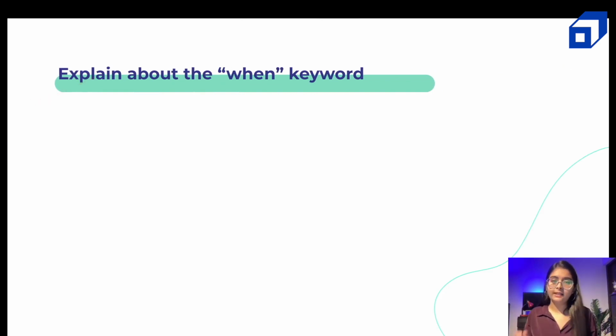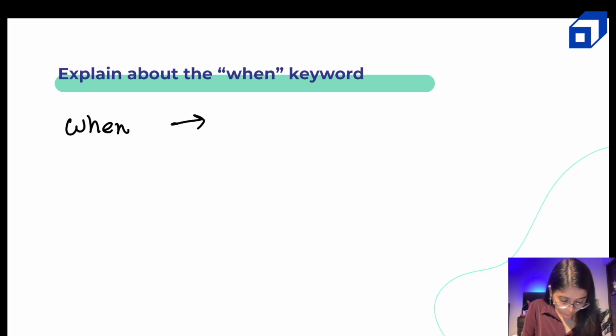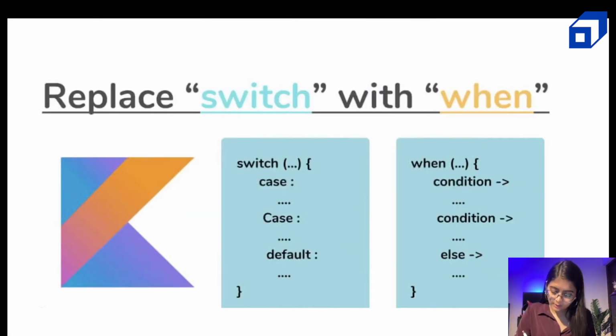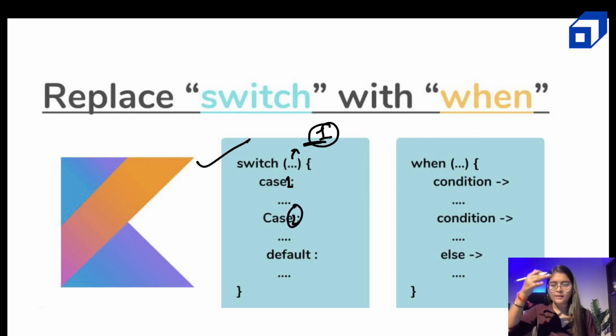All right, let's move ahead. Explain about the when keyword. The when keyword in Kotlin is used to substitute the switch operator in Java. In Java we used to have switch, and this was the syntax. So switch and one kind of condition here, and then let's say the value is 1, 2 or 3, anything like that. We'll have cases like case 1, case 2, and a default case. If the value here matches with either of these cases, then we run that piece of code, right?